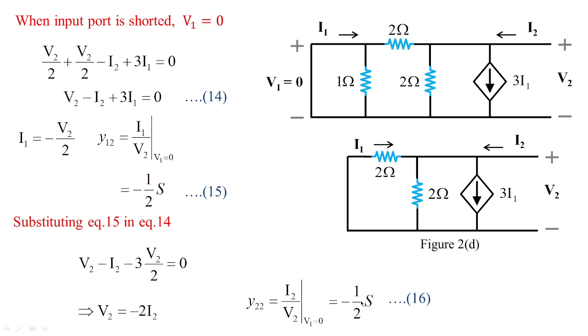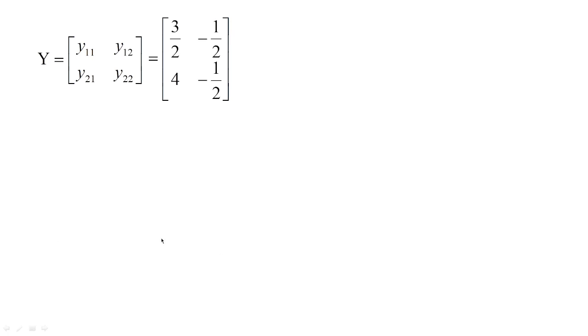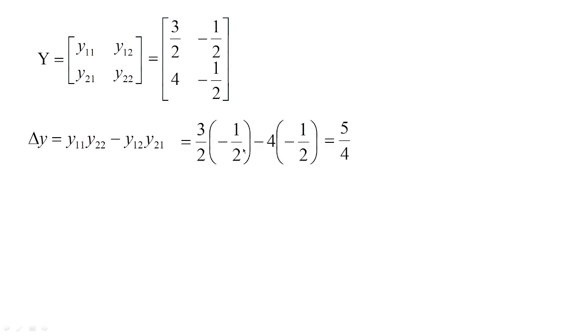Hence, we framed several equations and we got all the admittance parameters. So the admittance parameters are obtained to be 3 by 2, that is Y11, minus 1 by 2, that is Y12, Y21 is 4, Y22 is minus 1 by 2. Here we don't have the reciprocity and symmetry conditions because the values are different. Why are they different? Because the problem involves dependent sources, especially a dependent current source. Anyhow, let me determine the modulus of Y, that is delta Y, whose value we obtain here as 5 by 4.